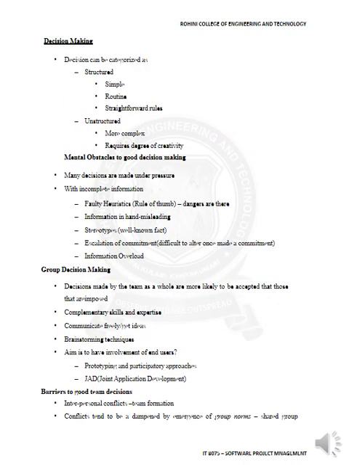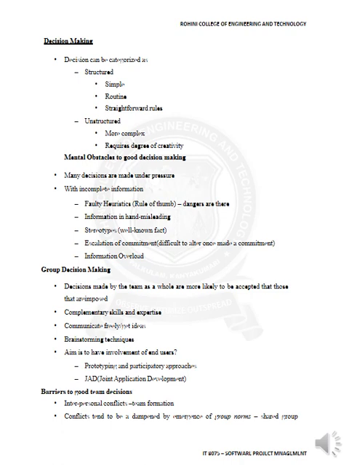Decision making. Decisions can be characterized as structured and unstructured. Structured decisions are simple, routine, with straightforward rules. Unstructured decisions are more complex and require a degree of creativity. So, mental obstacles to decision making. If decisions are made under pressure, that will create some mental worries. With incomplete information, where we don't have a rule of thumb, dangers will be there. Information is difficult and misleading. There will be well-known facts, then escalation of commitment, difficult to alter once it's made. So information overload.